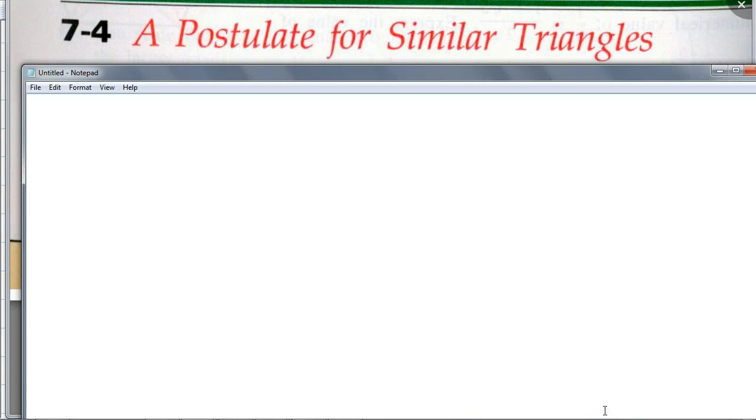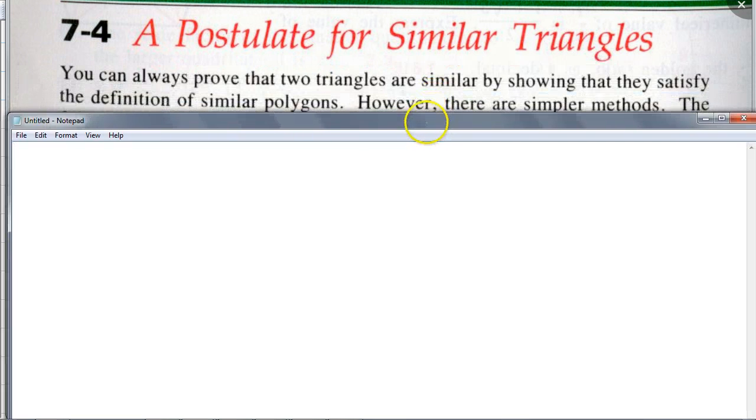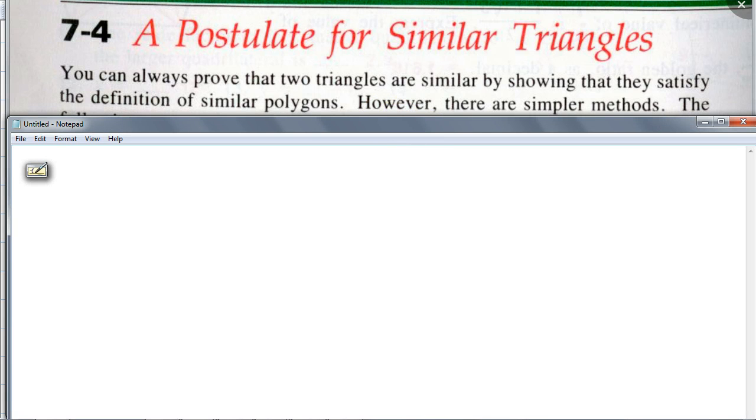Today we're going to talk about a postulate for similar triangles. Okay, so Jonathan, why don't you read this for us right here? You can always prove that two triangles are similar by showing that they satisfy the definition of similar polygons. However, there are simpler methods. Okay, so we're going to talk about simpler methods.